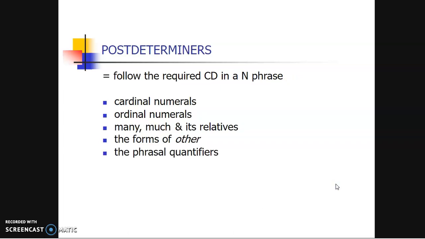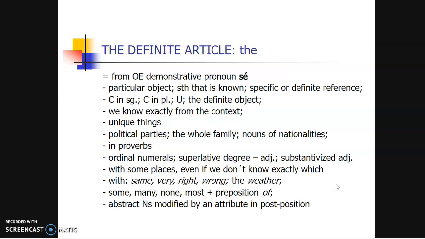Postdeterminers follow the central determiners in the phrase: cardinal numerals, ordinal numerals, many, much, and its relatives, the forms of other, the phrase quantifiers. The definite article the comes from a demonstrative pronoun, a particle, with an object, with ordinal numerals, relative degree.